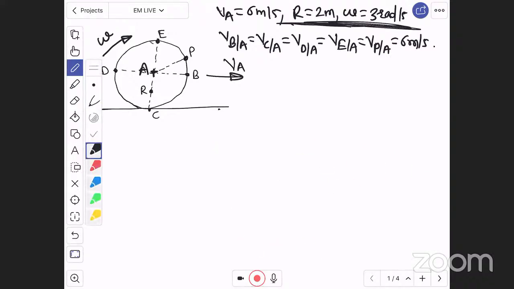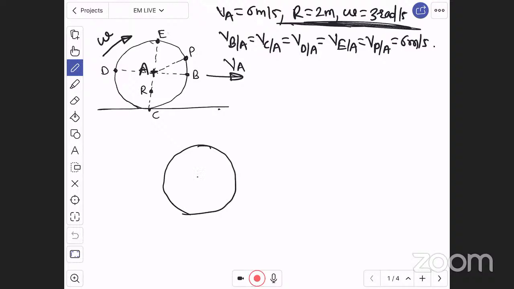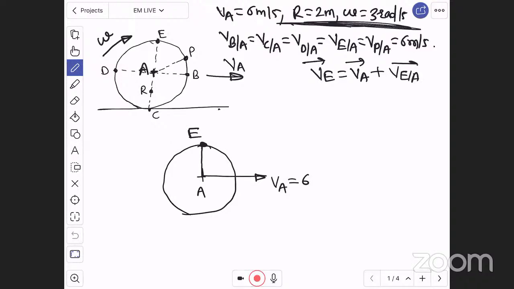Now see there is a wheel like this, and there is a center at A which is moving towards right with velocity of A which is 6 meter per second, and with respect to A there is an E point here. Therefore, velocity of E is nothing but velocity of A vector addition. Velocity of E is velocity of A plus velocity of point E with respect to point A, vector addition, right? Means velocity of A will remain as it is to the E.